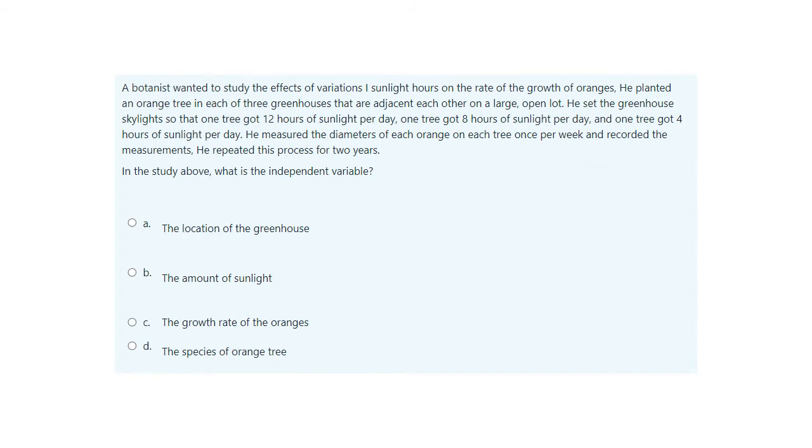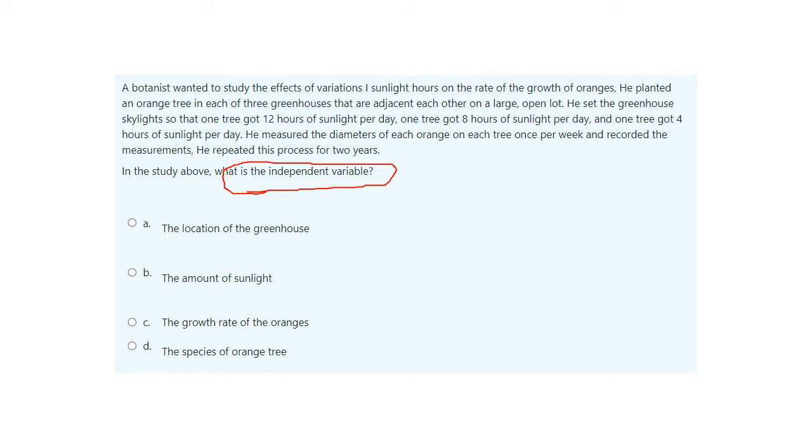In the study above, what is the independent variable? Now, remember, the independent variable is the thing that the scientist or the experimenter changes. The dependent variable is the thing that changes automatically. So we have the location of the greenhouse, the amount of sunlight, the growth rate of the oranges, or the species of the orange tree.